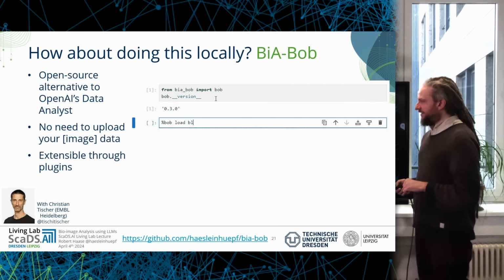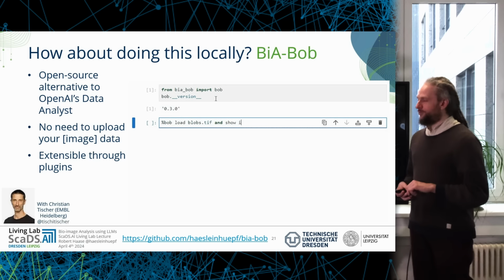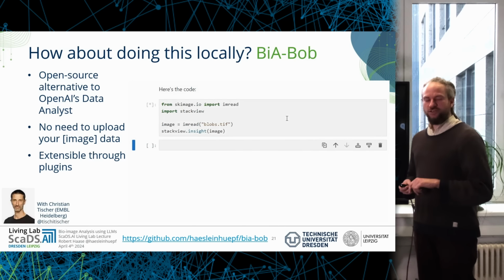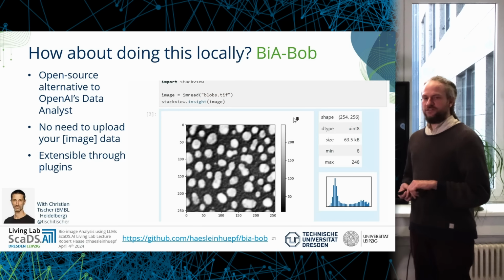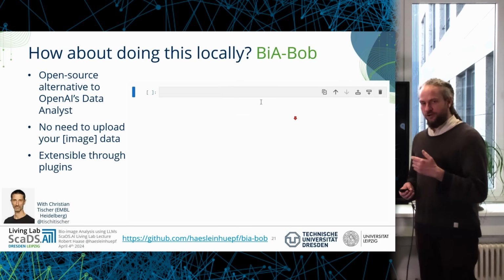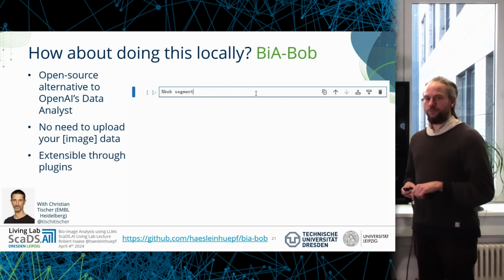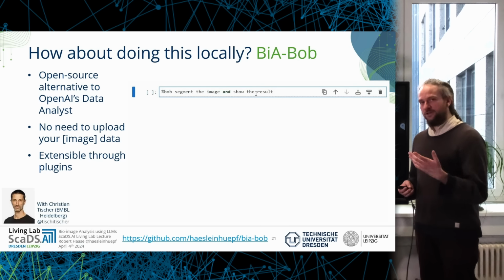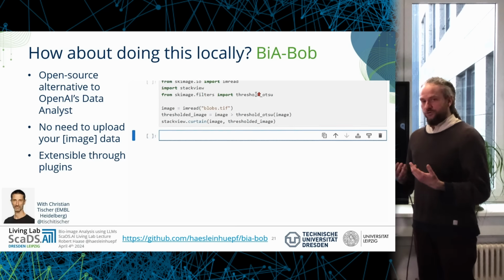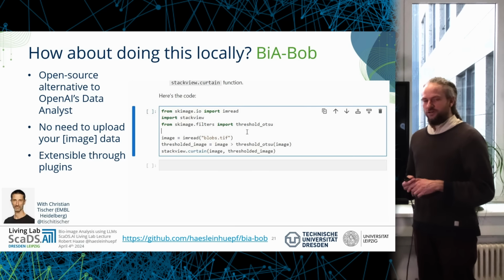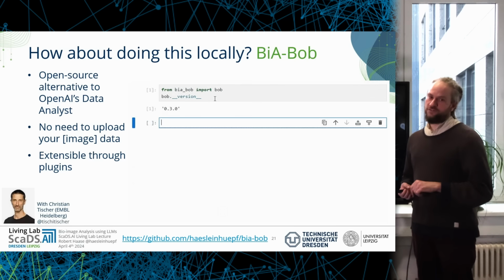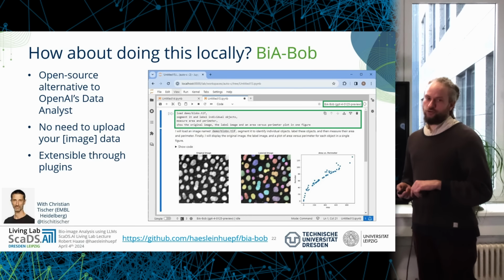So we took this, together with Christian Tischer from the EMBL in Heidelberg, and put it into a Python library where you can just enter English text, like please load this image and show it. And now I will use it again and I will say, Bob, segment the image and show the result. And it will submit this prompt to the ChatGPT server. There will be code generated, and then we will see the result, and we can then play with the segmentation of this image interactively in a Jupyter notebook.